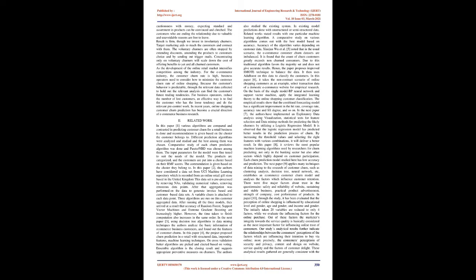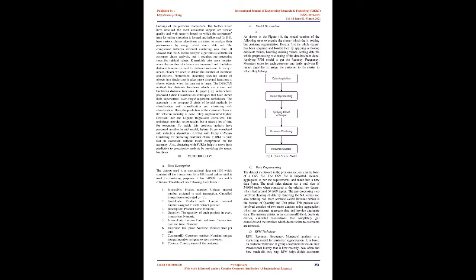In the next paper 3, using decision tree algorithms in data mining techniques, the authors analyze the basic information of e-commerce business customers and found out the features of customer churn. In paper 4, the project proposed churn prediction in e-retail with structured data, imperative features, and machine learning techniques. On cross-validation, better algorithms are picked and elected based on voting. The ensemble algorithm is the closing result and suggests appropriate preventive measures on churners.